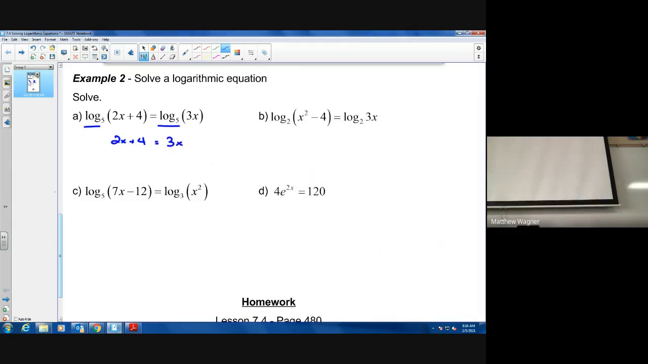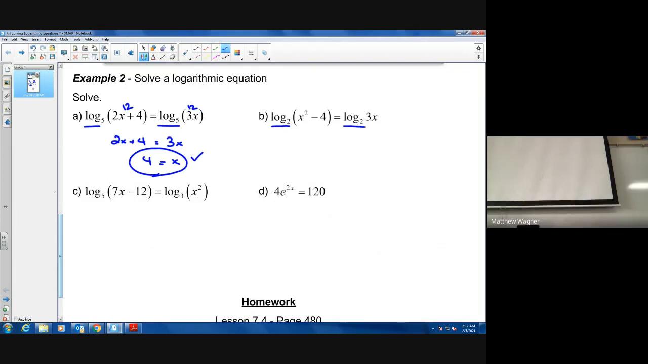All right? In this instance, subtract the 2x from both sides. You wind up with x equals 4. Pretty straightforward. The one thing we do want to do and make sure is continue to check our answers. All right? So when I plug in 4, 2 times 4 is 8, 8 plus 4 is 12, 3 times 4 is 12. So this one does work. Log base 5 of 12 does equal log base 5 of 12. Right? The next one, check again.